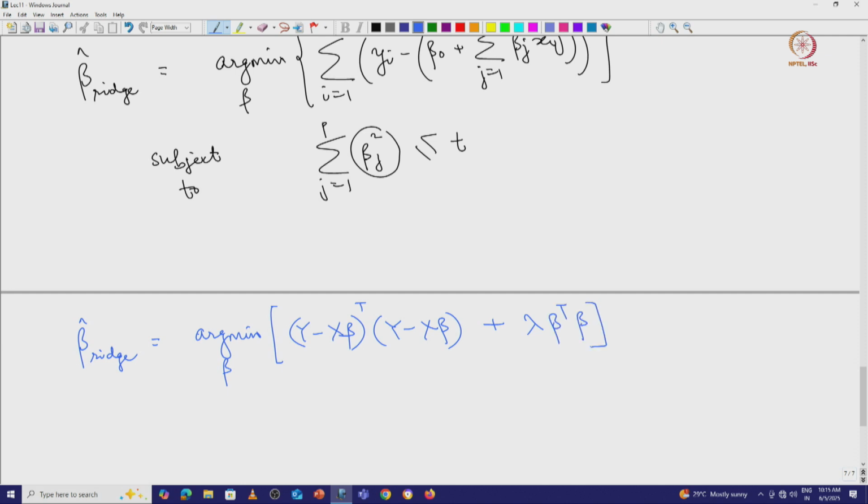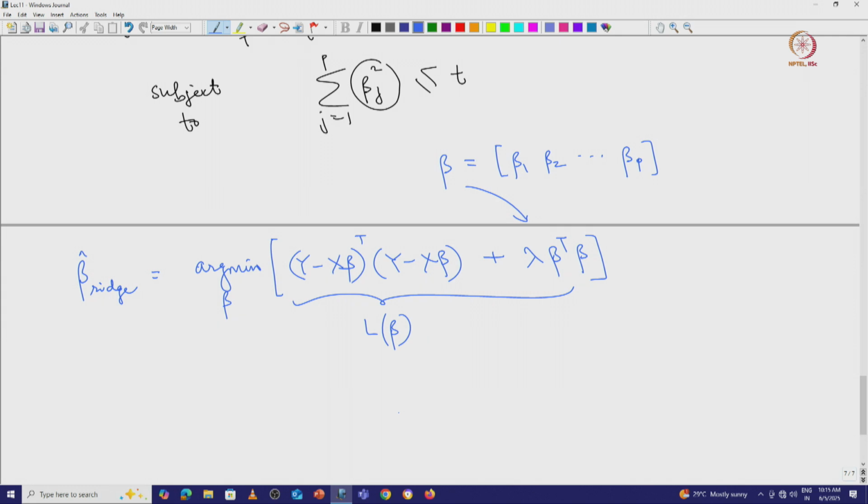Now here I am treating beta as a vector. So beta is essentially beta 1, beta 2 up to beta p. That is the vector which is appearing inside the loss function. So this is L of beta, the regularized sum of squared errors.